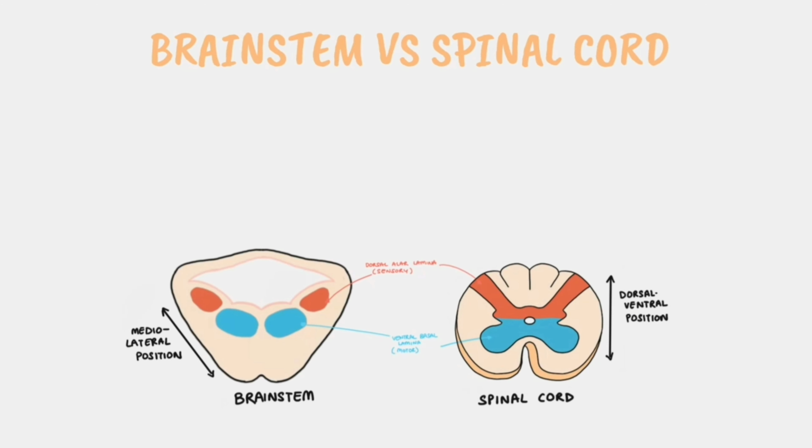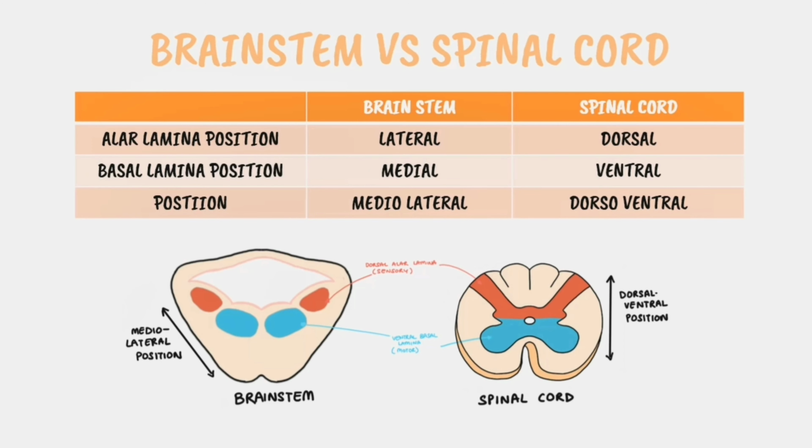Let's compare between brainstem and spinal cord. Alar lamina is lateral in brainstem and dorsal in spinal cord, whereas basal lamina is medial in brainstem and ventral in spinal cord. So in brainstem, they are mediolateral in position, and in spinal cord, they are dorsoventral in position.